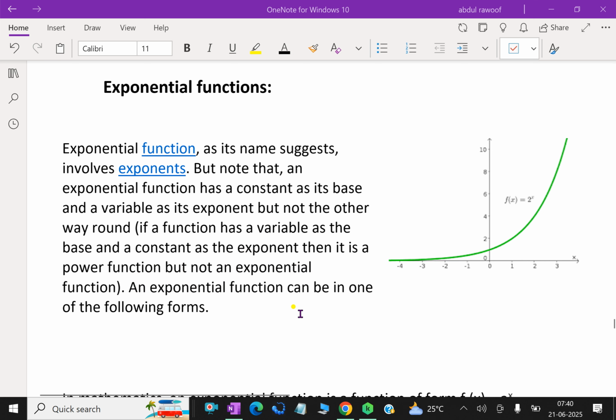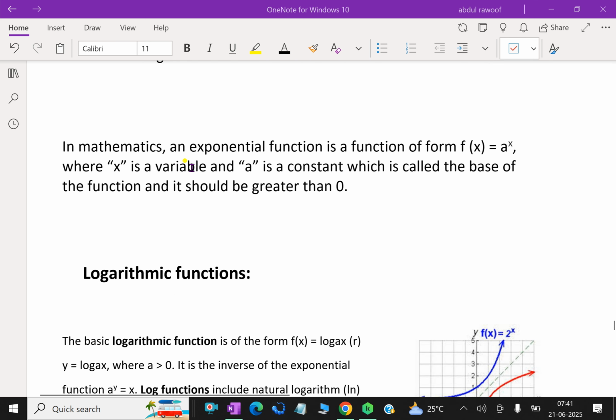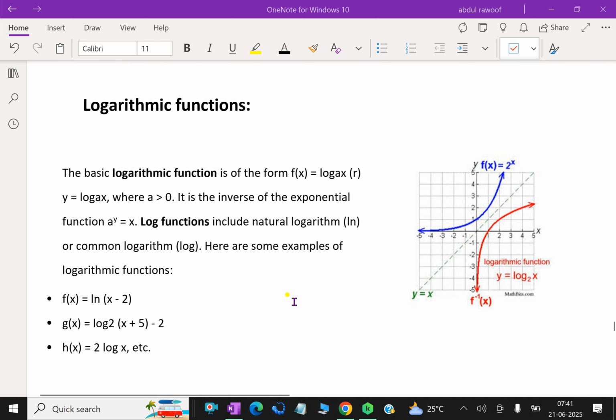An exponential function can be in the following form. In mathematics, an exponential function is a function of the form f of x equal to a power x, where x is a variable and a is a constant, which is called the base of the function, and it should be greater than 0. Now, what is a logarithmic function?